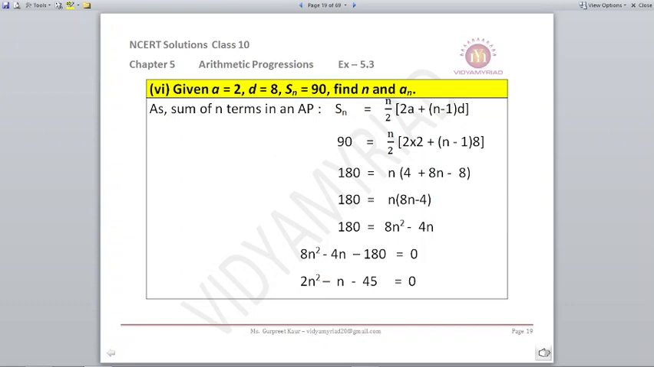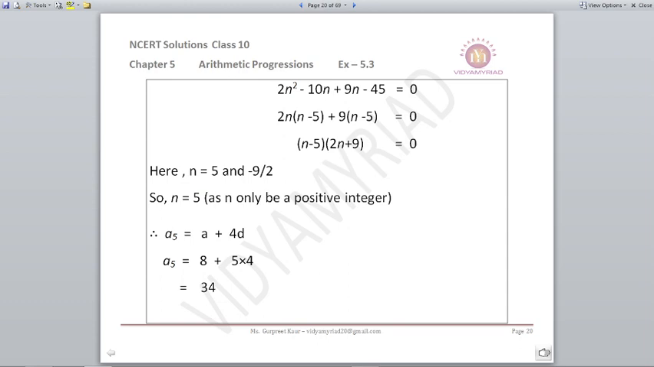You will solve this. You will find that it forms a quadratic equation in the form of 8n square minus 4n minus 180 equal to 0. This is easily divisible, so you will further shorten it by dividing it by 4. So it becomes 2n square minus n minus 45 equal to 0. With the help of middle term splitting, you will find its factors. It comes out to be n minus 5 and 2n plus 9 equal to 0. So n is equal to 5 and minus 9 upon 2. It has to be a positive integer, so we will use n is equal to 5.